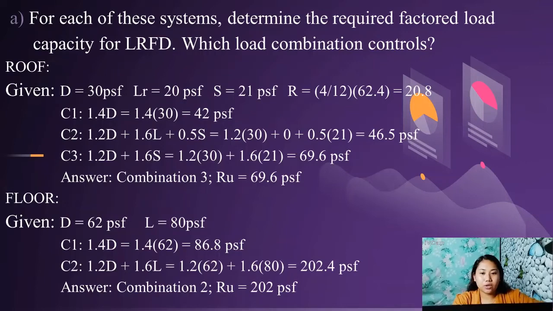So our combinations are only three. The higher one is combination 3, which is 69.6 pounds per square foot. Then for the floor, we have only 2 combinations. Then the higher one is 202.4 pounds per square foot.